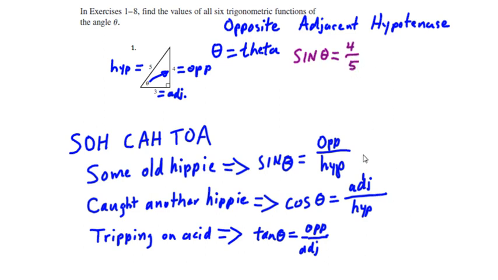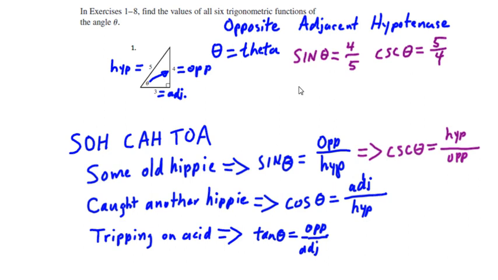Now, the reciprocal ratio to sine is cosecant, which is CSC, and cosecant theta is the reciprocal of sine, so that's going to be hypotenuse over opposite. So up here we have sine theta equals 4/5, and cosecant theta equals what? 5/4. Just turn that thing upside down.